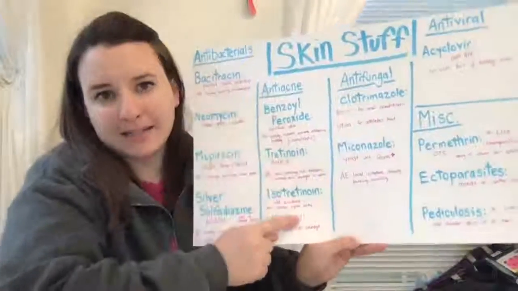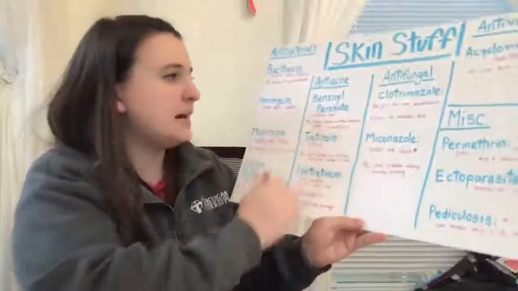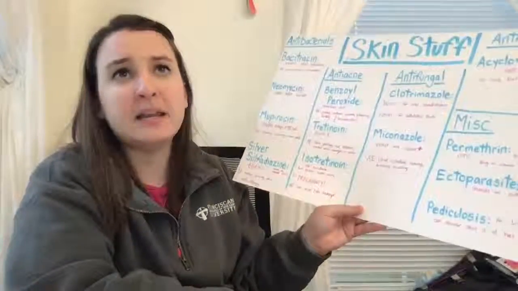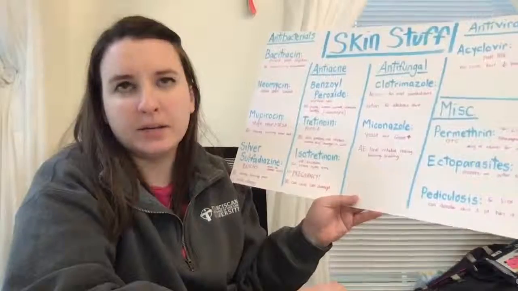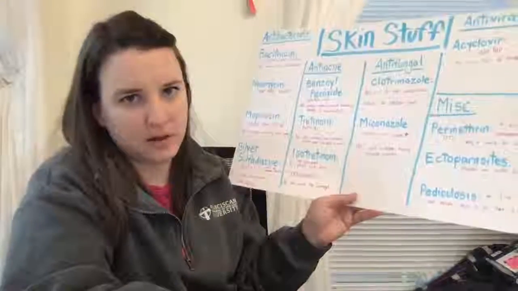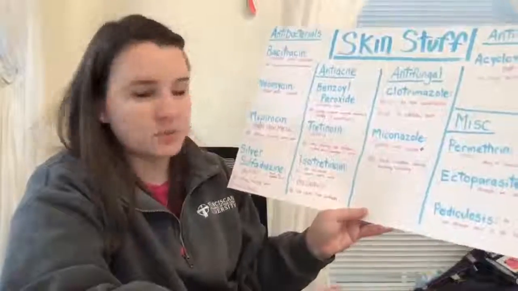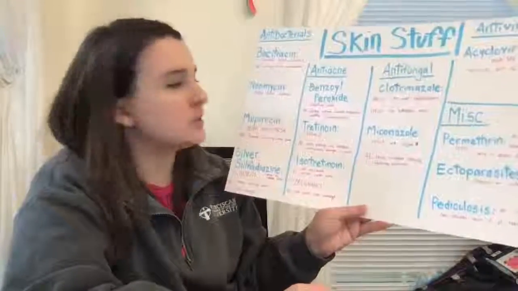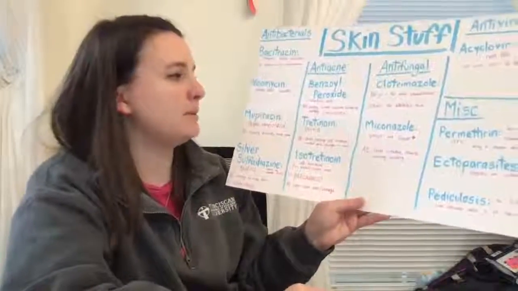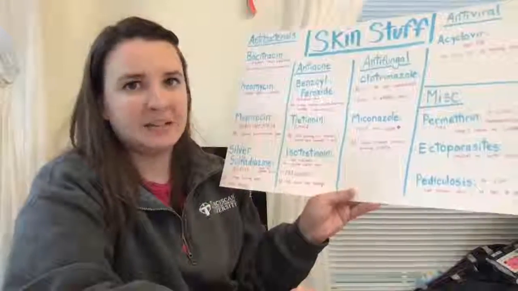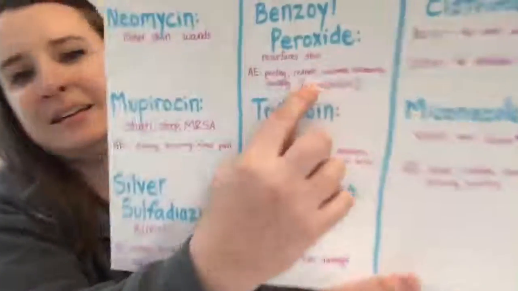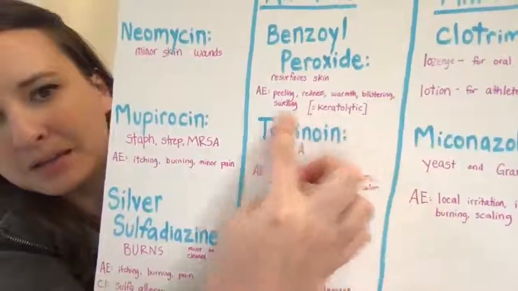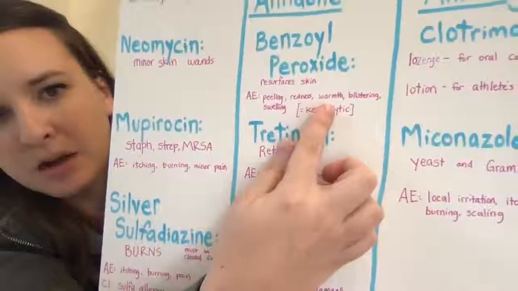Next category, anti-acne. Benzoyl peroxide. This resurfaces skin. Like every acne medicine or acne face wash out on the market at drugstores has benzoyl peroxide in it. Everybody loves it. This resurfaces the skin. So their adverse effects are going to be peeling, redness, warmth, blistering, and swelling. Sounds pretty bad, but this is all typically called keratolytic. That's just what keratolytic means. It causes peeling, redness, warmth, blistering, and swelling.